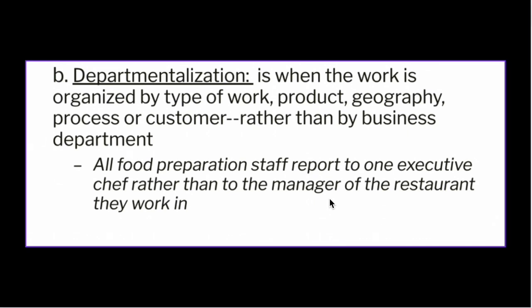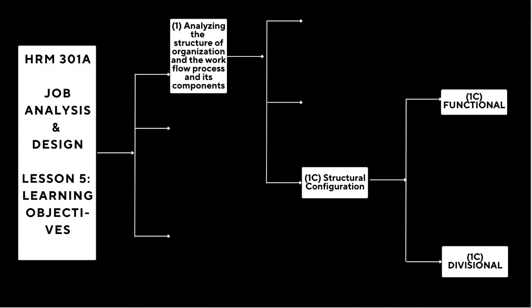Second one is departmentalization. So from the word department, it is when the work is organized by the type of work, product, geography, process, or customer, rather than by business department. For example, all food preparation staff report to one executive chef rather than to the manager of the restaurant they work in.